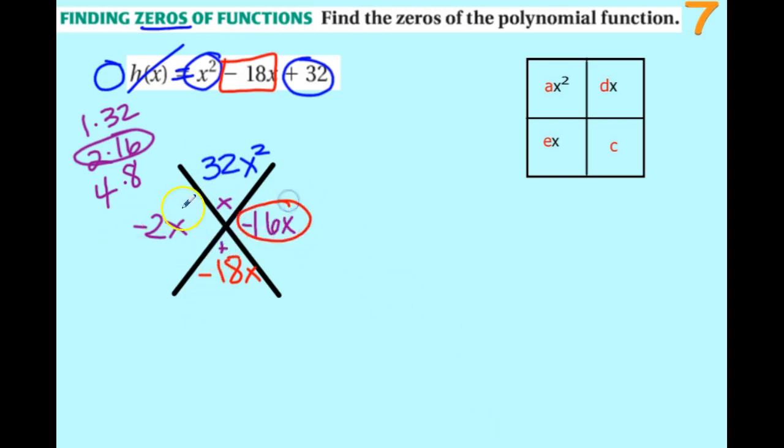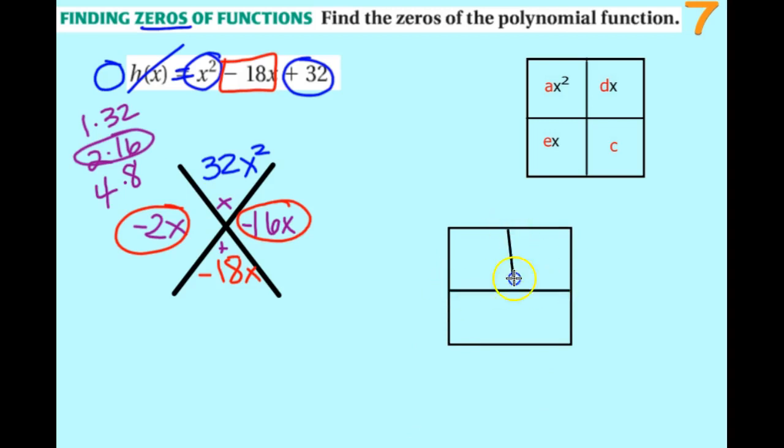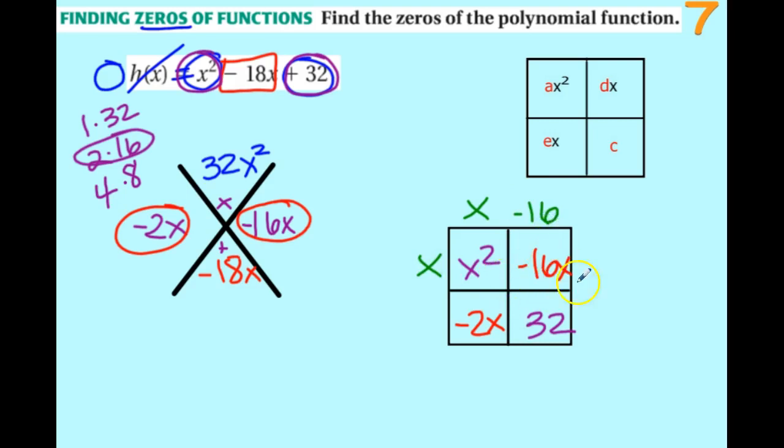So these two are going to go on the sides of our box, which we need to draw. So a negative 2x and a negative 16x. First term comes from the equation, x squared. Last term from the equation, 32. So I know x times x is x squared. X times negative 16 has to give me negative 16x. And x times negative 2. Check to make sure the last box works. And it does.